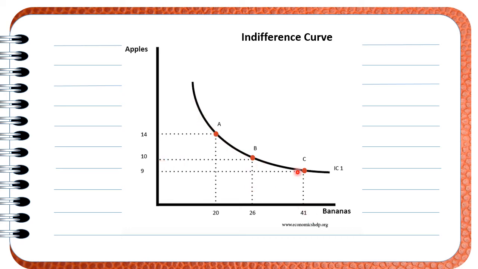So the indifference curve shows the combinations of two goods giving an equal level of satisfaction. An indifference curve is a curve showing different options giving the same level of satisfaction to the consumer. And we can see over here, when we increase the consumption of one commodity, the consumption of another commodity should be decreased. Otherwise, the satisfaction level will be disturbed.